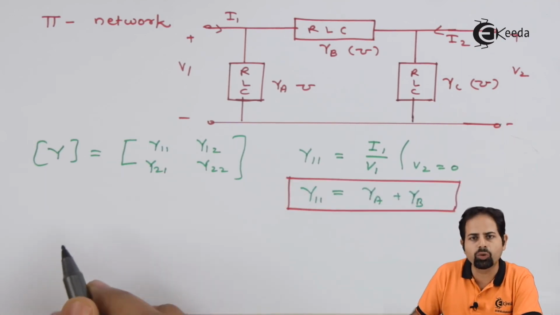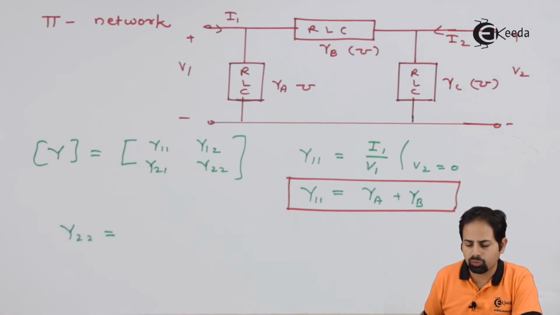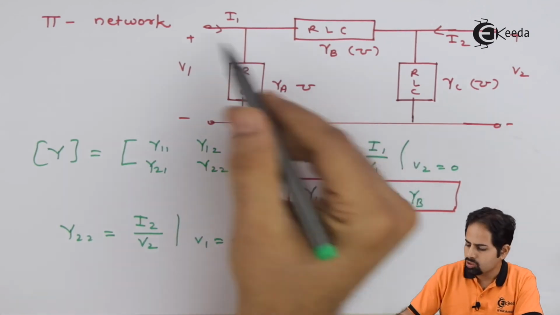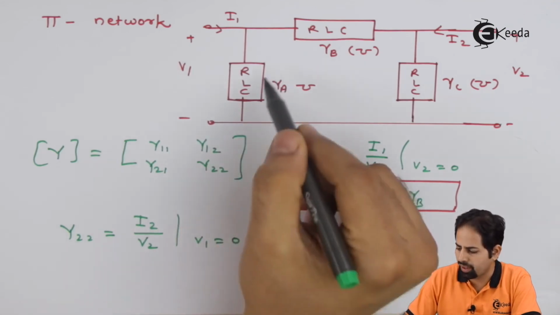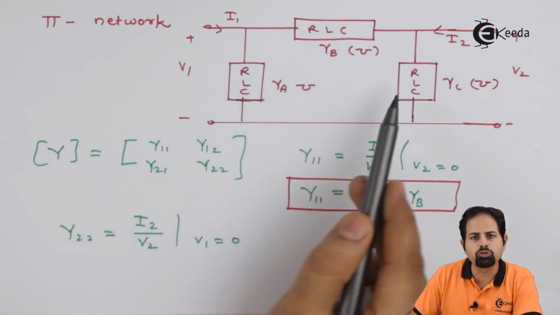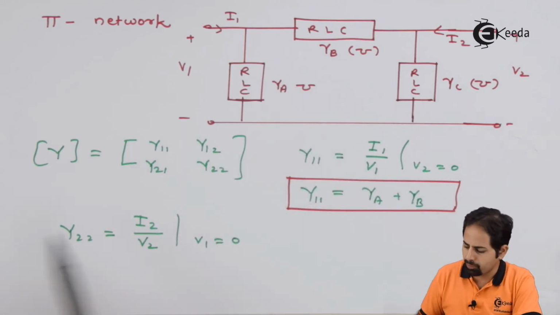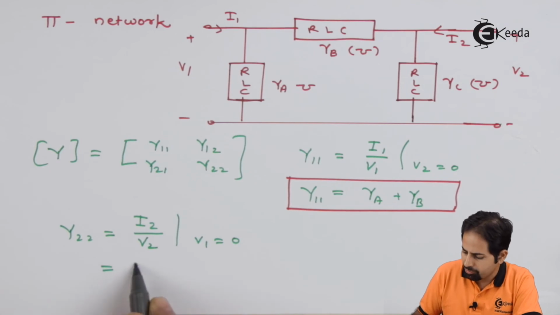Similarly, we can get Y22. Y22 will be I2 upon V2 when V1 is 0. So when V1 is 0, this YA will not be in the picture, it will become redundant. And again, these two will be in shunt. So YB and YC will be in shunt, but because we are solving for Y parameters, they can be simply added. So it will be equal to YB plus YC.